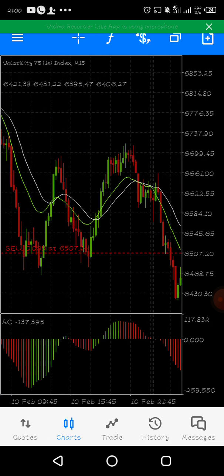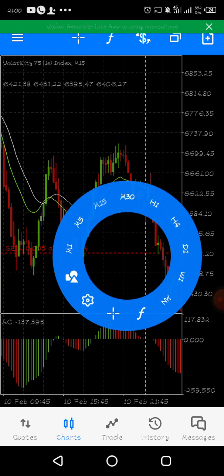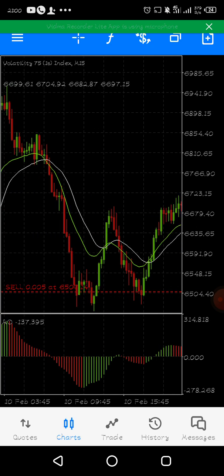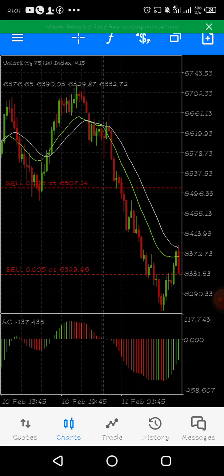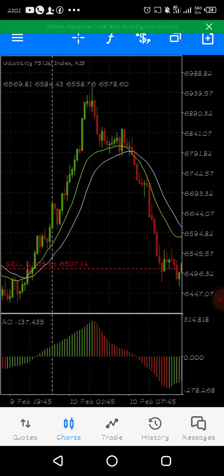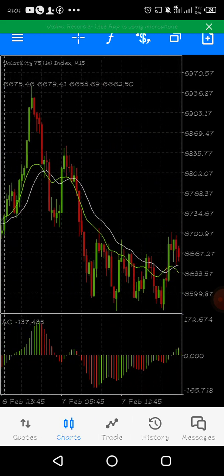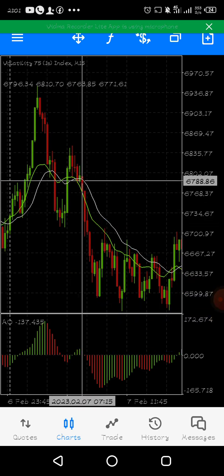Now, as you can see, this is a range market in 15 minutes, but nevertheless, you can still take the higher highs and the lower lows. Just make sure you target your previous low or previous highs. Now, this is the trade, as you can see. In fact, this is so perfect.